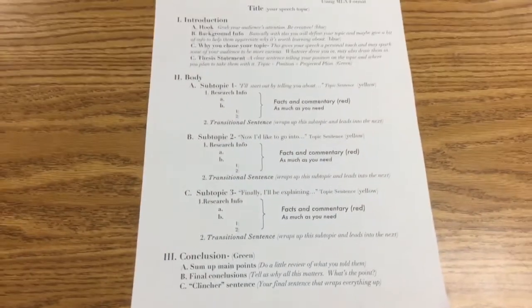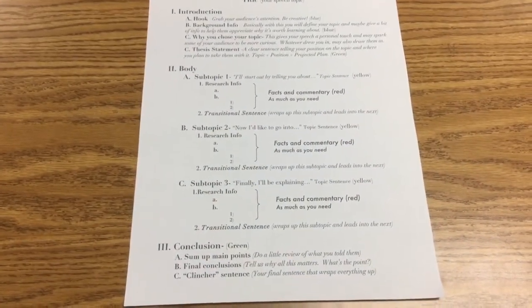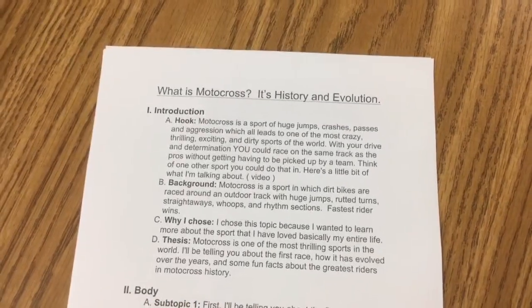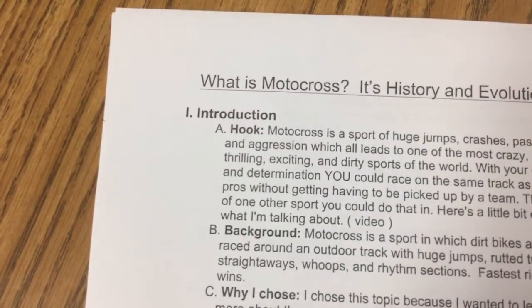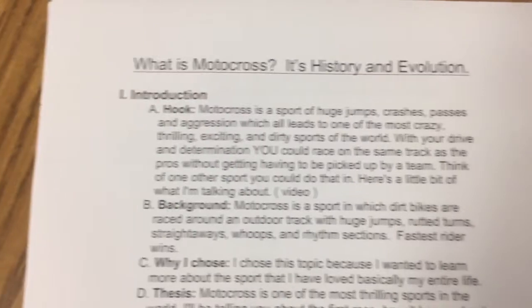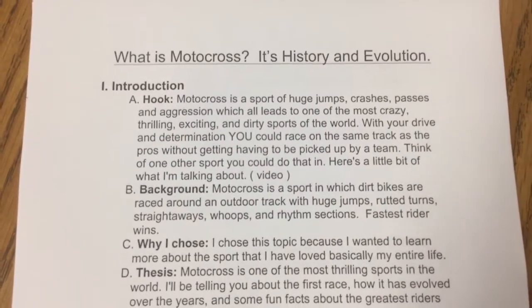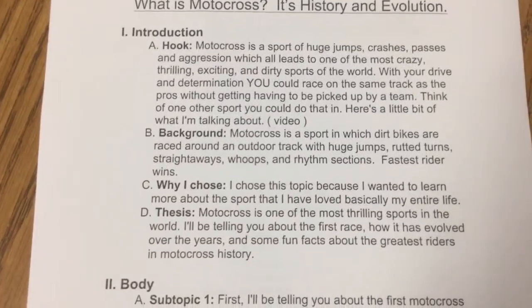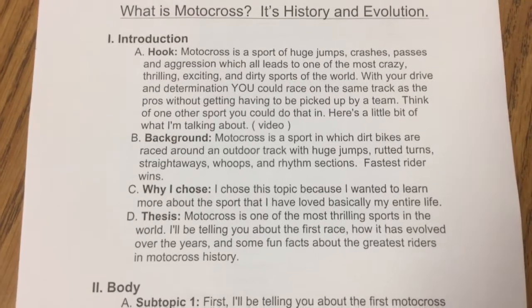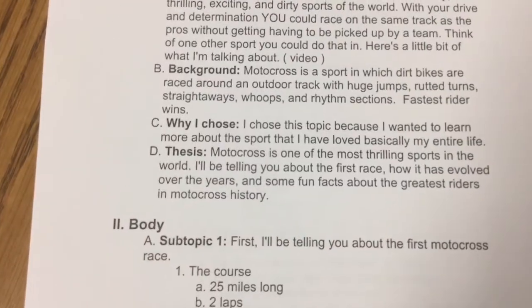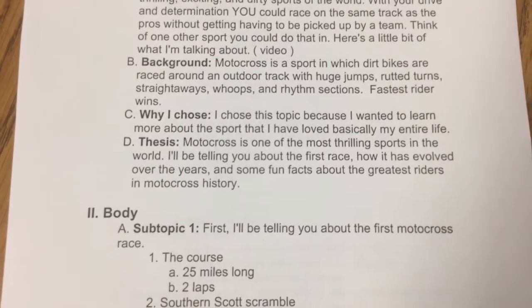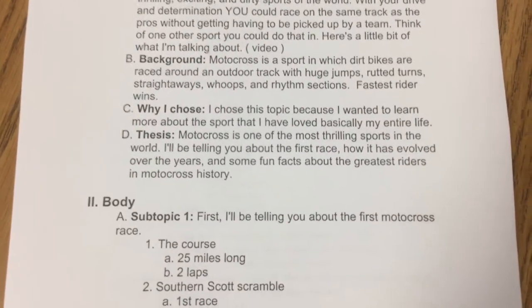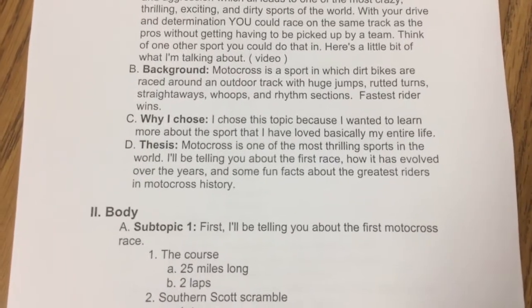So you're going to use this page every time you're working on your outline because it's kind of the template and what I want to see. Let's check out this outline on the history of motocross as an example. As you can see, we started with the Roman numeral 1, introduction. Capital letter A, hook. He's got his hook kind of roughed out right there. B, background, which basically gives sort of a dictionary definition of what your topic is. C, why he chose his topic. And D, that thesis, which again is your topic plus your position plus your projected plan.